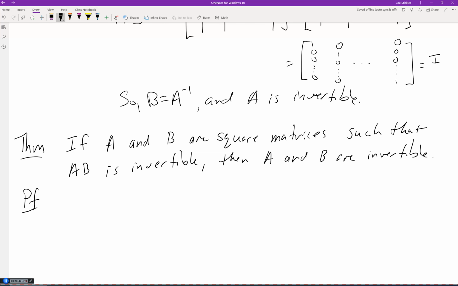Close. It's B inverse A inverse. Remember, you have to reverse it, right? So if you do the inverse of the product, you have to do the product of the inverses, but it's reversed. Okay. So we already know if the individual pieces are invertible, then the product is invertible. This does what's referred to as the converse. Okay. So basically I'm going to show that B is invertible. Suppose that AB is invertible.